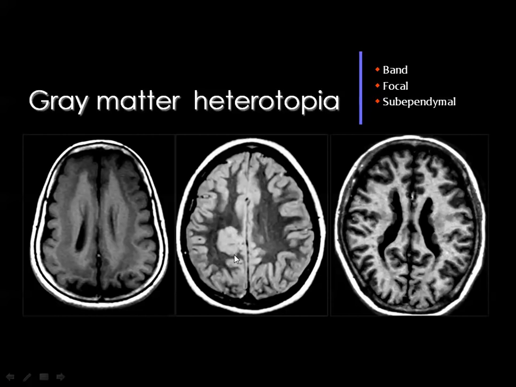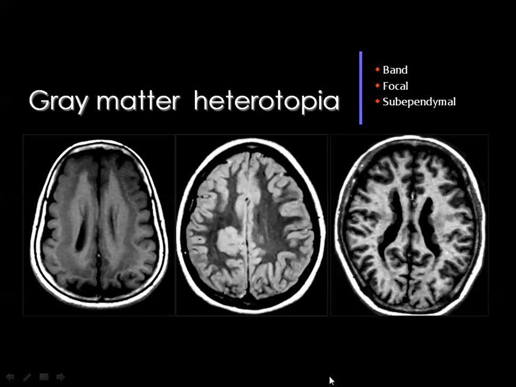The second type is known as focal heterotopia, a group of cells whose migration stops within the white matter, and they form a focal mass-like lesion within the white matter. This focal mass will show exactly the same signal as the cortex in the T1 and in the T2. They are normal brain tissue and they do not enhance with contrast material.